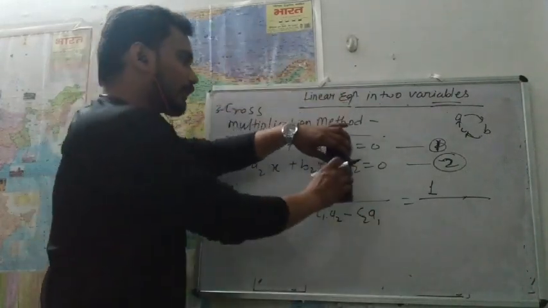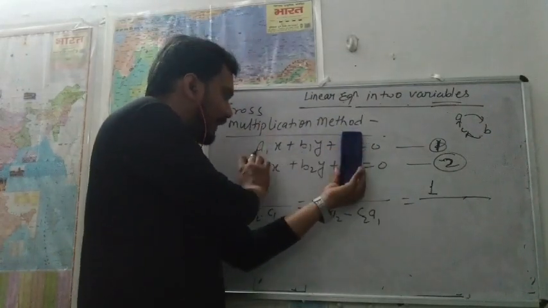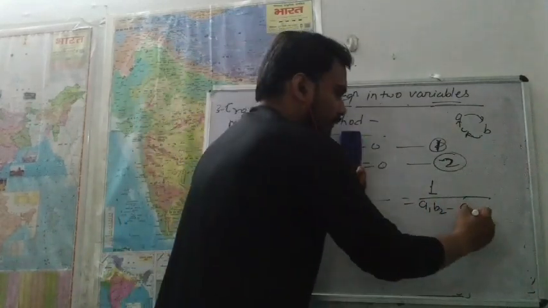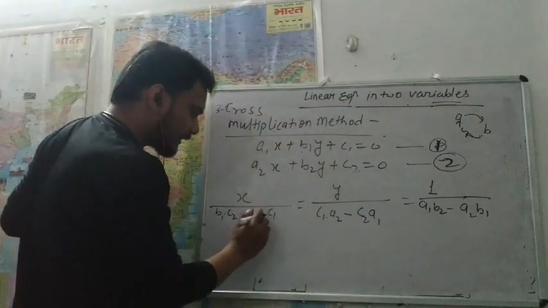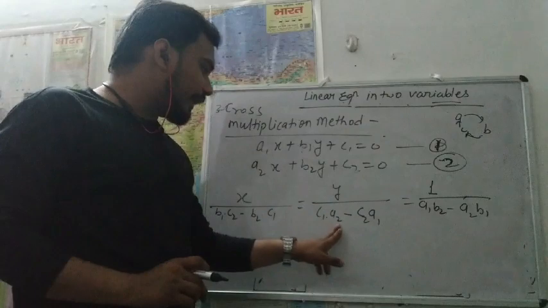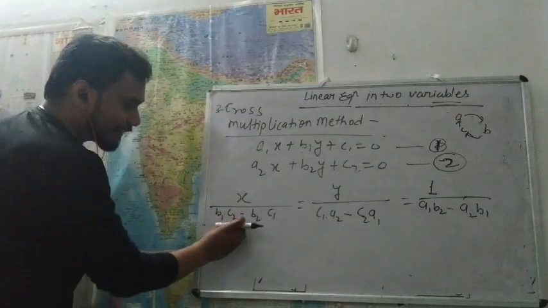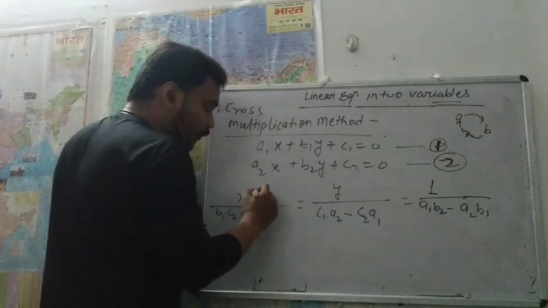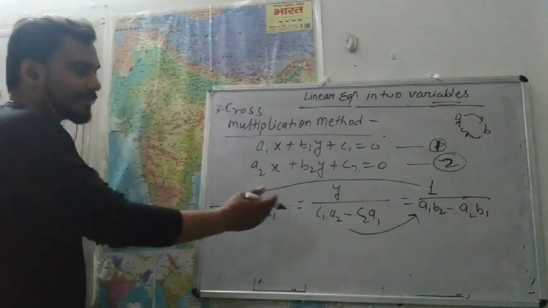And to write down the constant terms, we have to hide the constant terms, and then again after c there is a: a1 into b2 minus a2 into b1. By comparing these, we have the values as x upon b1 c2 minus b2 c1, y upon c1 a2 minus c2 a1, and 1 upon a1 b2 minus a2 b1. After writing these coefficients a1 b1 c1 and a2 b2 c2, we have to equate these two terms with the constant term, and then we will find the values of x and y.